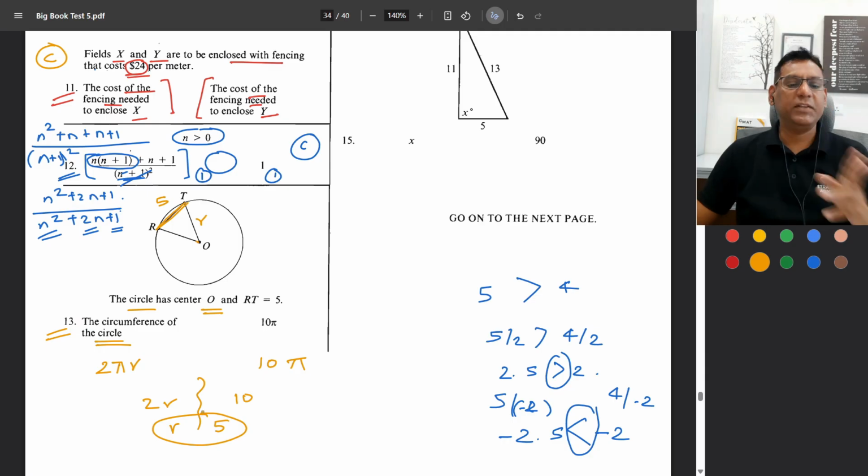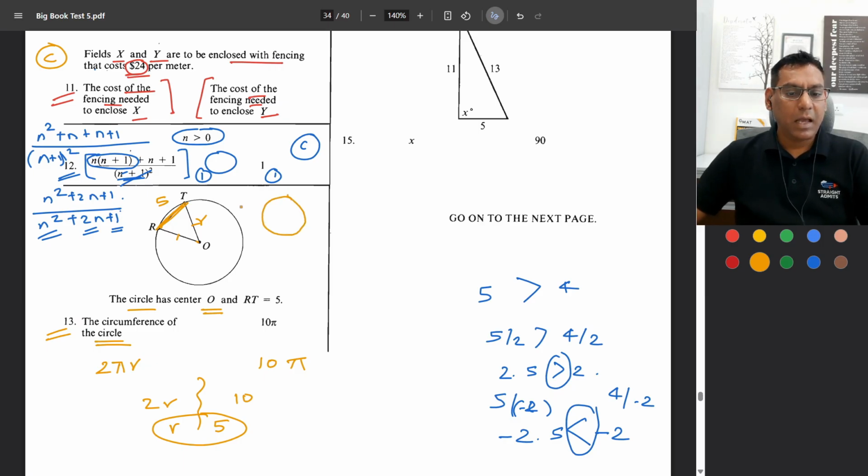Can I compare R with 5? The only information I have is RT is equal to 5, not RT pi. Okay, it is possible that the radius is 5 actually, right? Everything is 5. So this is 5, this is also 5, this is also 5. That is possible. Or it could be a much larger circle wherein RT is just a small piece and this radius is, let's say, 10, 10, 10, 5. Okay, that's also possible, correct?